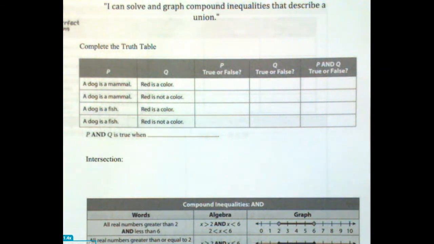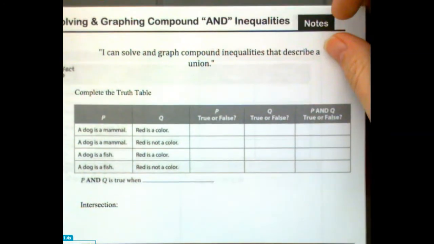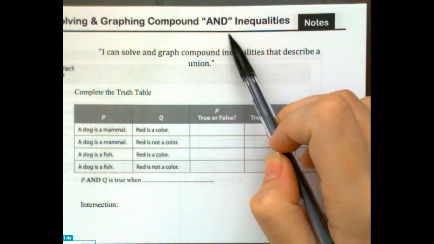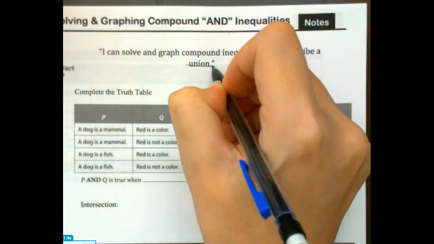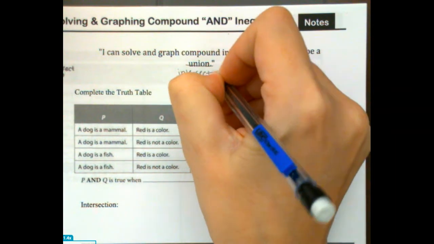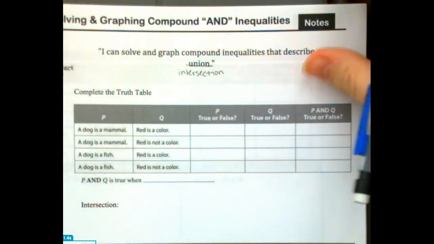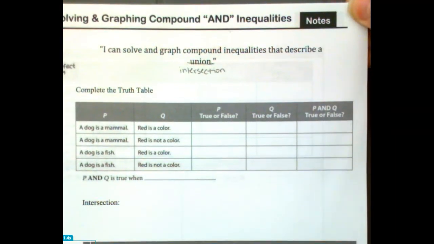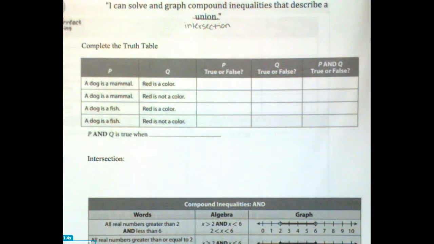We're going to talk about compound inequalities still, just like 3.3, but now instead of talking about OR inequalities, we're going to be talking about inequalities that connect with the word and. We actually call this, not a union, this is a typo, we actually call this an intersection. So that's what we're going to talk about in this video. So we've got another truth table here.